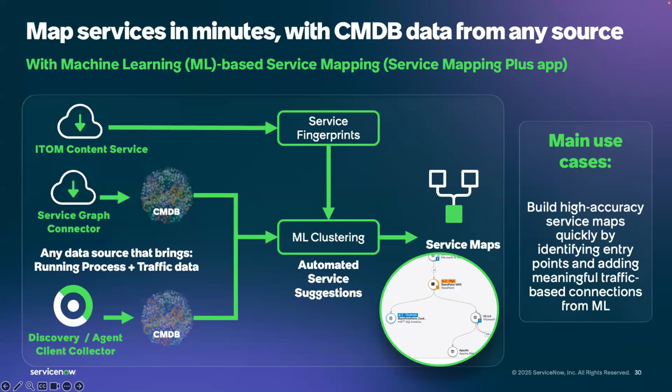And then we have something called the ITOM content services that customers can opt into to get updates on running processes that maybe we don't have a process classifier or a discovery pattern for, and we can ingest that data from the ITOM content services on a weekly basis, and also come with service fingerprints. So when you're looking at an ML cluster, if it's a bunch of processes, you may not understand what that is as a service map, right?